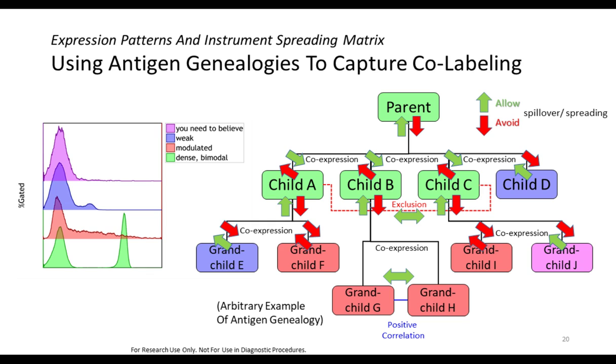So adding this to our antigen tree now with the exclusion pairing and the positive correlation pairing, we can add an arrow here, a two-headed arrow that is all green, indicating that there is mutual spillover allowed for this kind of expression situation.